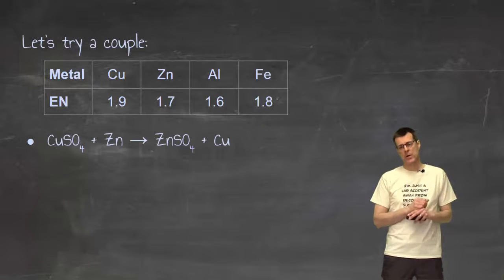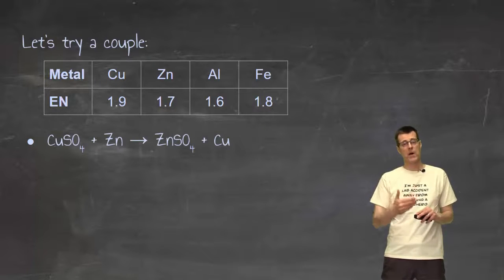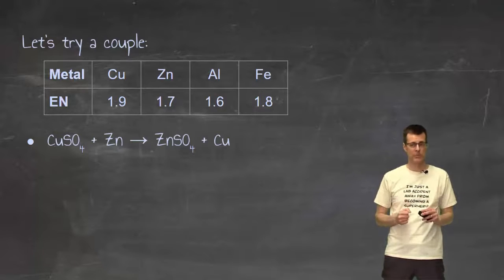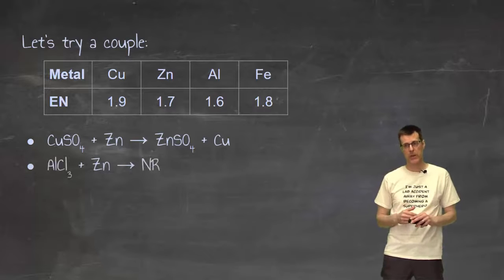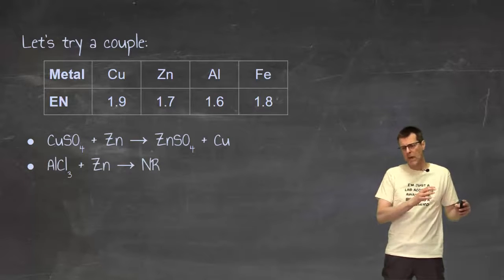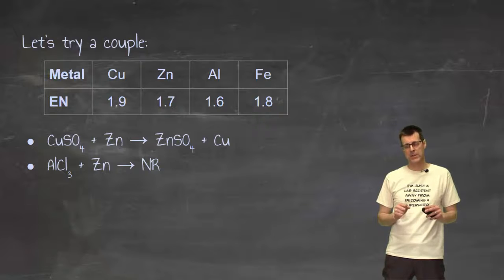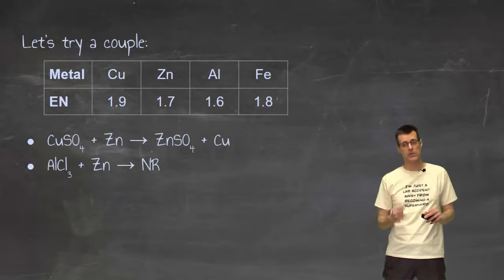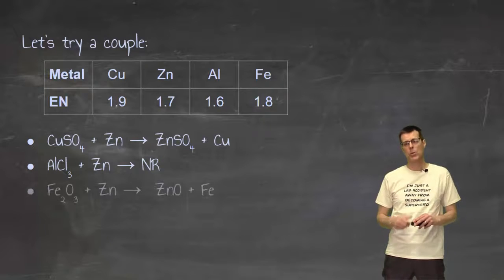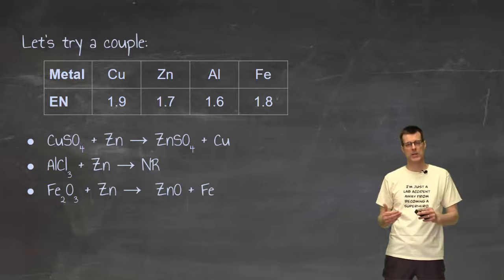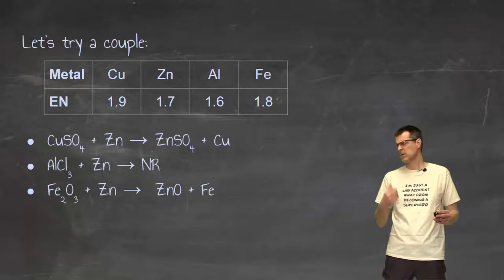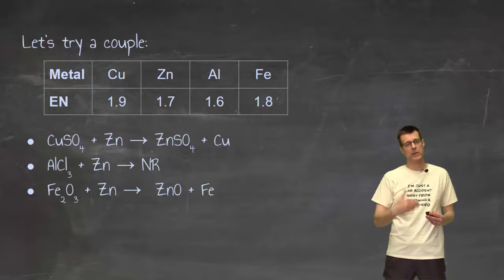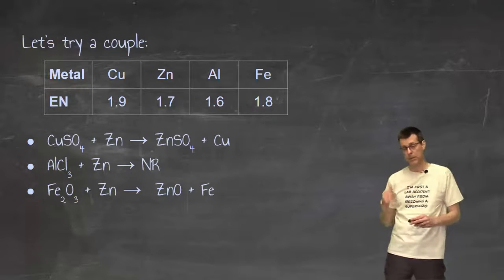So if you paused the video and worked it out, you would have found that copper, being more electronegative, starting out with a positive charge, is going to take electrons away from zinc, and the reaction would continue. Aluminum has a lower electronegativity than zinc, so it's not able to pull electrons away from zinc. Zinc hangs on to those electrons, no reaction. Whereas in the last one, zinc has a lower electronegativity, iron has a higher one. It's kind of similar to one we saw earlier. So iron does take electrons away from zinc, and the reaction continues as written.